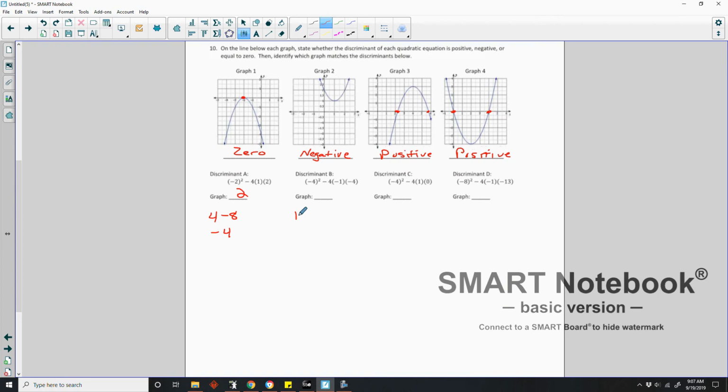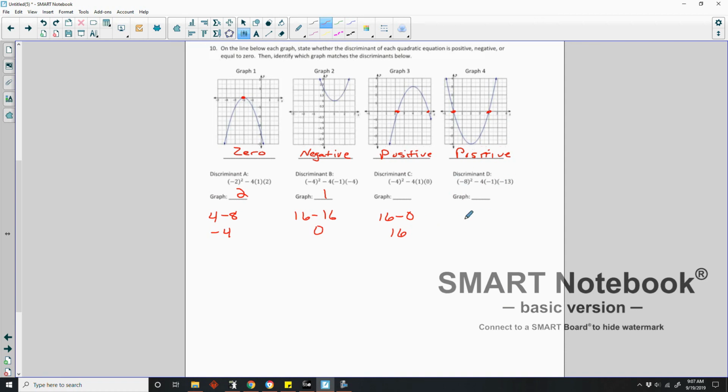Negative 4 squared is 16. Minus times a minus is positive, times a minus is minus again. 4 times 1 is 1, times 4 is 16. 16 minus 16 is 0. 0 is this one over here, so that is graph 1. Discriminant C, negative 4 squared is 16. Minus 4 times 1 is 4, times 0 is 0. 16 minus 0 is 16. Okay, I'm going to leave it at that for now, and I'm going to explain in a moment how to determine which is which here, because they're both going to be positive.